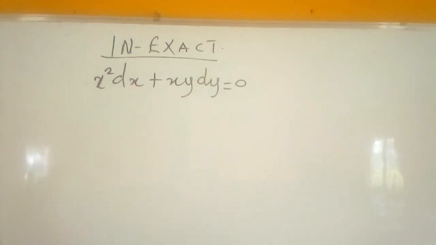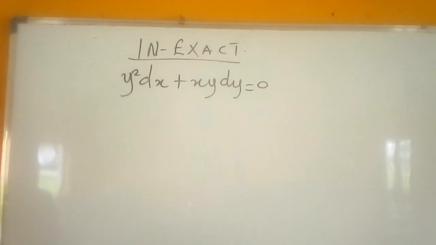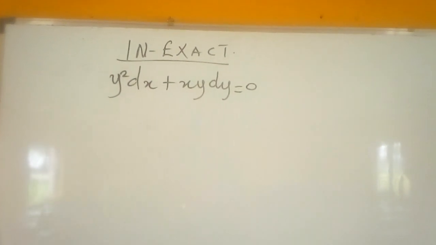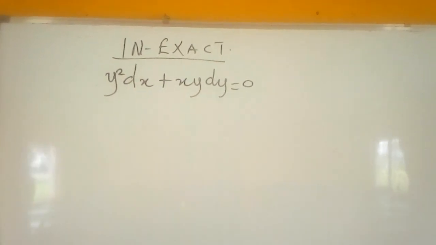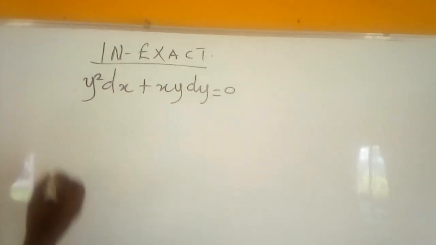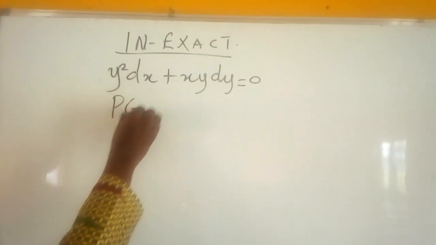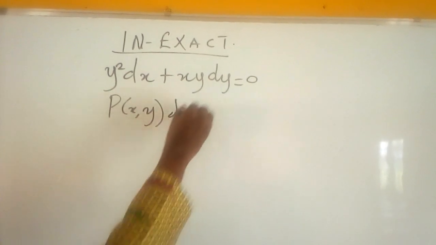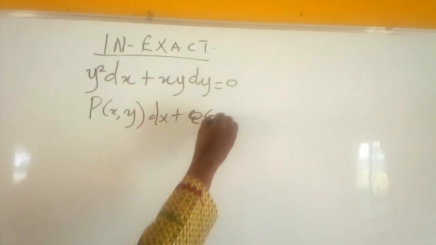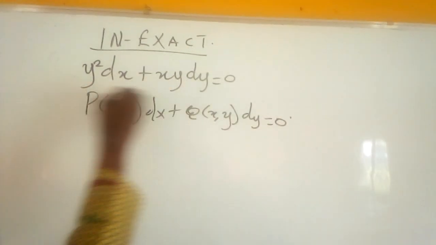Although we could also rearrange it as y squared dx plus xy dy, you see that obviously, even in the first case, they are inexact. But let us test for exactness in this problem. Exactness test: first, p function of x comma y differential x plus q function of x comma y differential y is equal to 0 in the solution process.